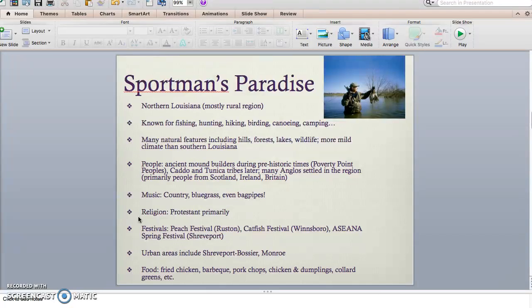Festivals. You have the Peach Festival in Ruston. You have a Catfish Festival in Winnsboro. You also have a Spring Festival in Shreveport that is actually dedicated to the celebration of Asian cultures. So that's more of a new festival. You have urban areas like Shreveport, Bossier area. You have Monroe. Different foods in this region. You have fried chicken, barbecue, pork chops, chicken and dumplings, collard greens, etc. What people would usually call soul food, actually.